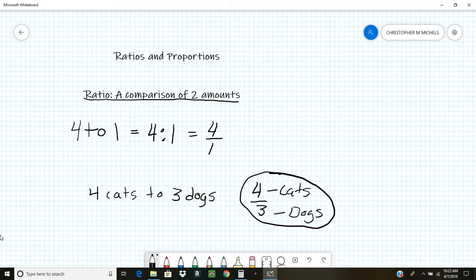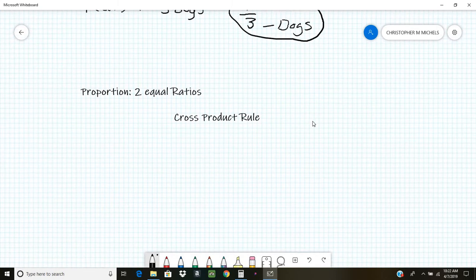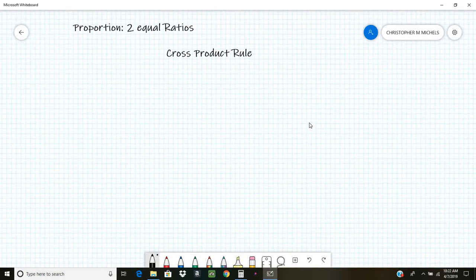Okay. Now, setting up these ratios is pretty simple. Most people don't have trouble with this. They just kind of forget that either 4 to 1 or 4:1 means this, okay? Where the real challenge in these ensues is when you have proportions. So I have that written down here. Let me get that up on the screen.